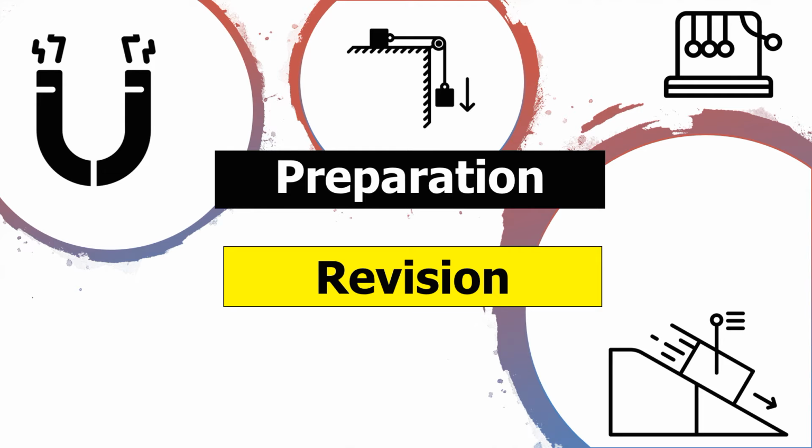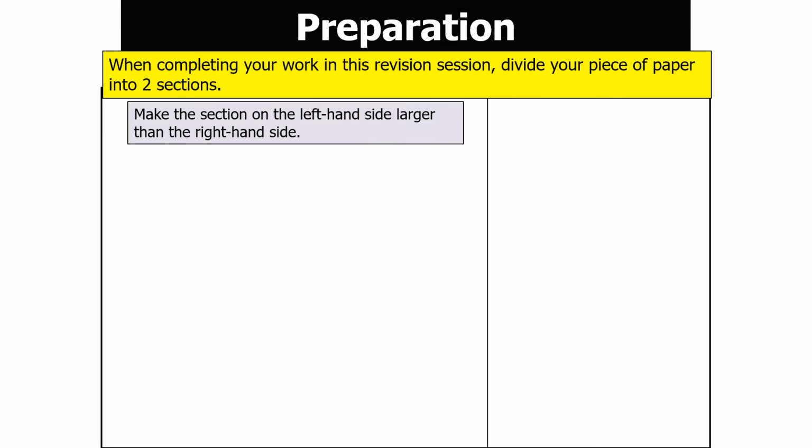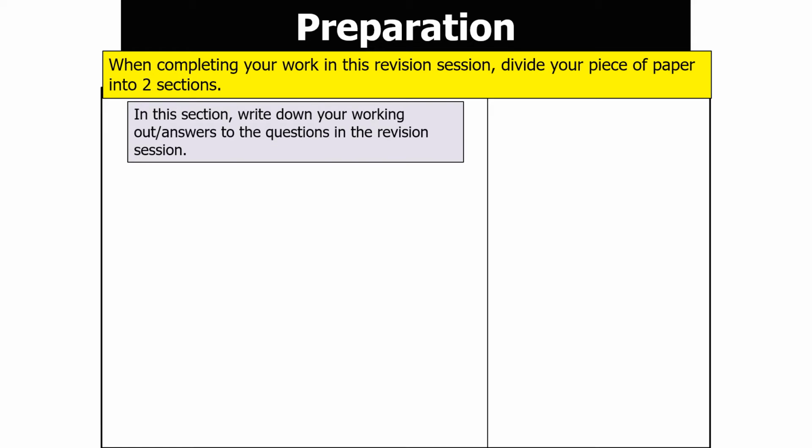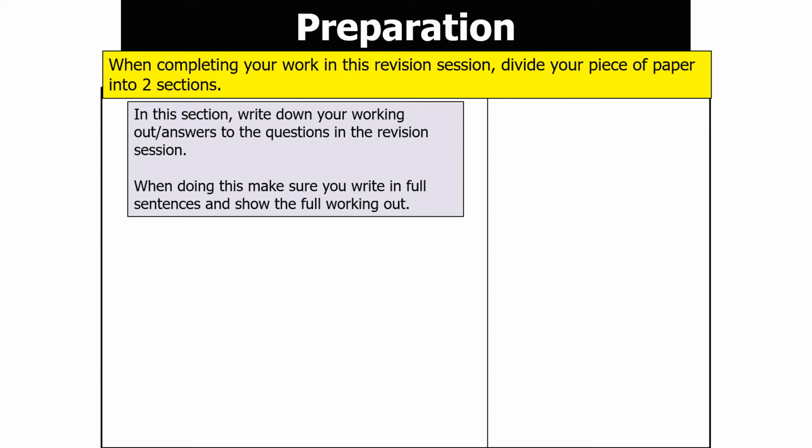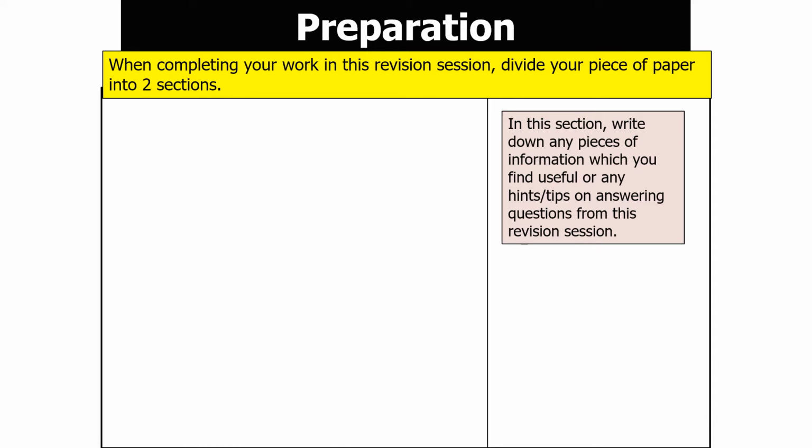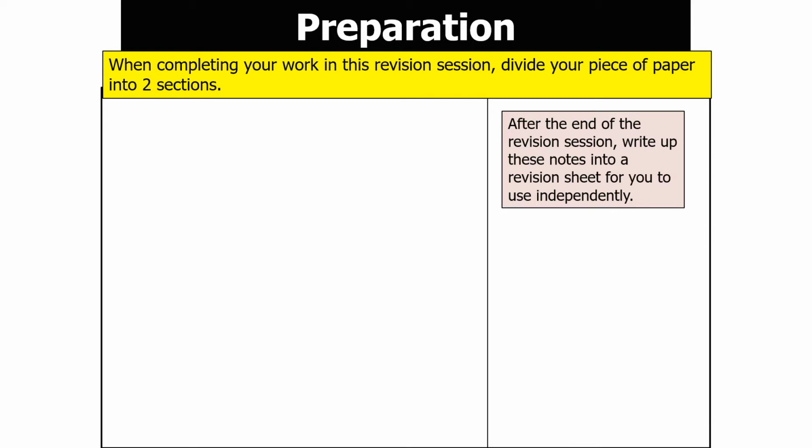So how should you prepare for this revision session? When you're completing your work, divide your piece of paper into two sections. Make the section on the left hand side larger than the right hand side. In the left hand side section, write down your working out and answers to the questions in the revision session. Make sure you write in full sentences and show your full working out. In the right hand side, write down any information which you find useful or any hints and tips on answering questions from this revision session. After the end of the revision session, write up these notes into a revision sheet for you to use independently.